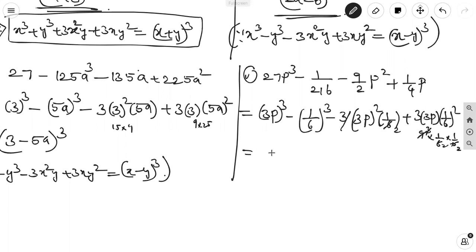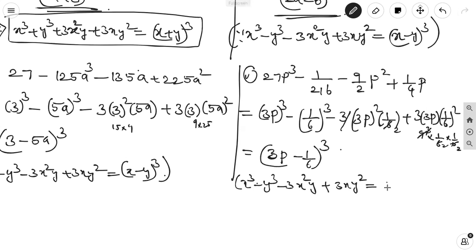It's clear. So we can write it as x minus y, 3p minus 1 by 6 whole cube. This is also suitable to x cube minus y cube minus 3x square y plus 3xy square equal to x minus y whole cube. For each and every problem, you should write what identity we are using. Okay.